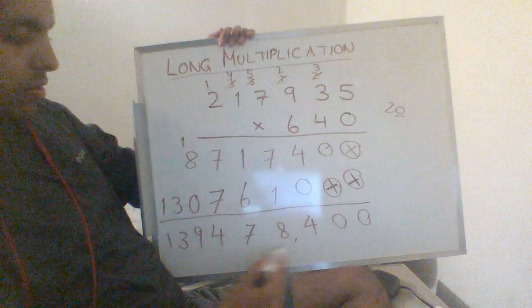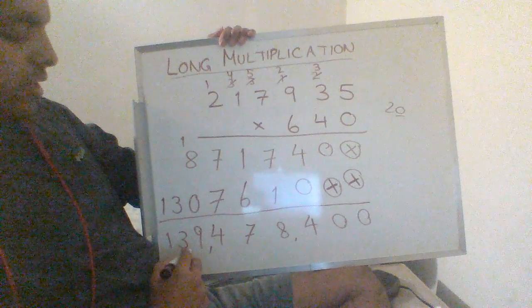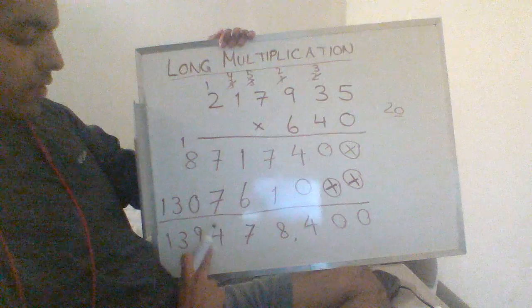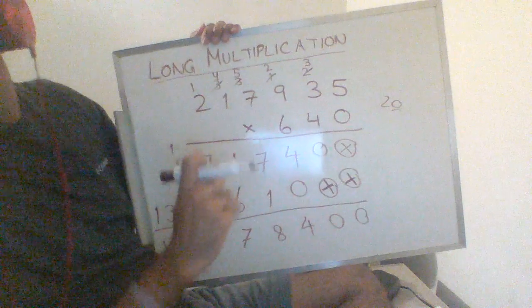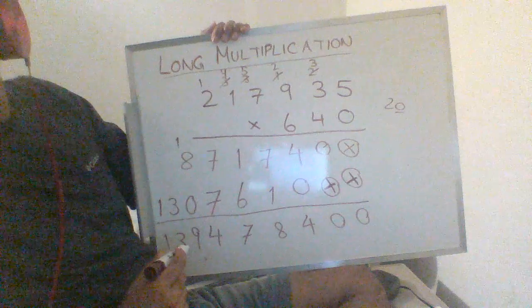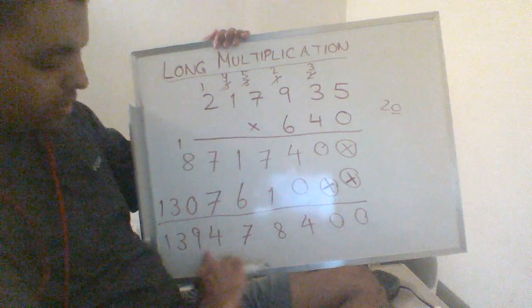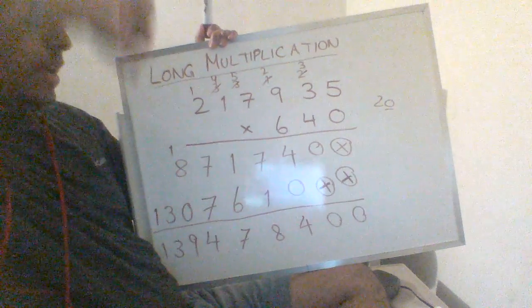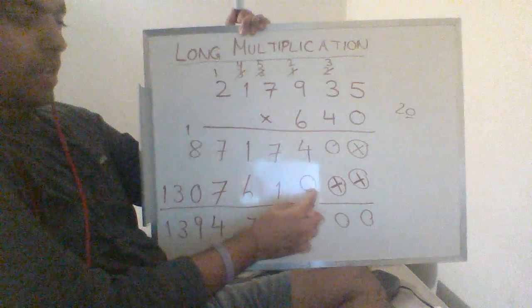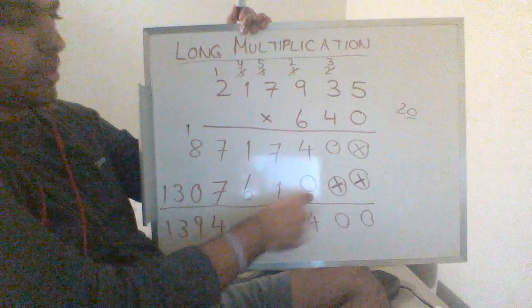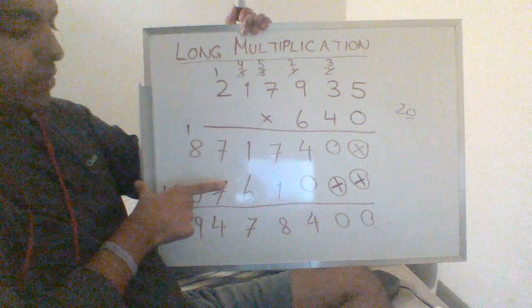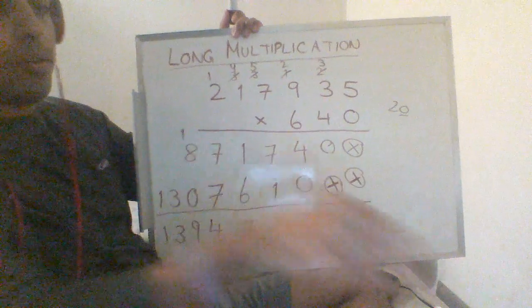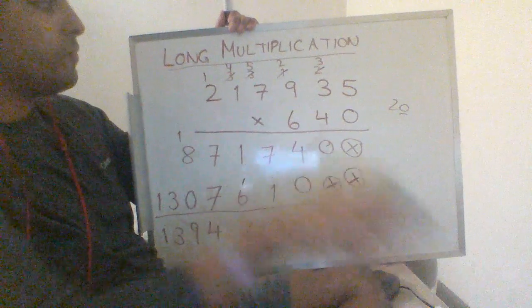So your answer should be 139,478,400. Does that agree? 139,478,400, yes. So that is the right answer that you should be getting. If you had one extra 0 here because of the confusion from earlier, then all of these digits would have been pushed over by one spot, and that's going to mess up your whole answer down there.